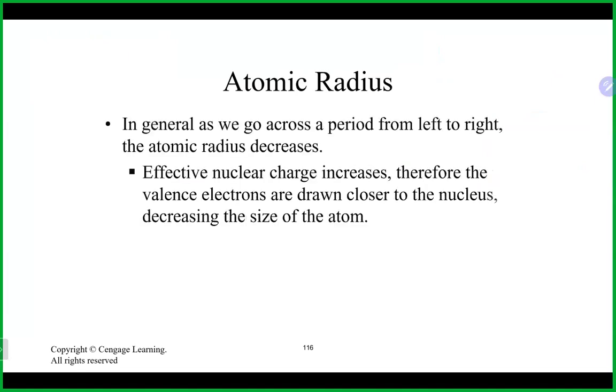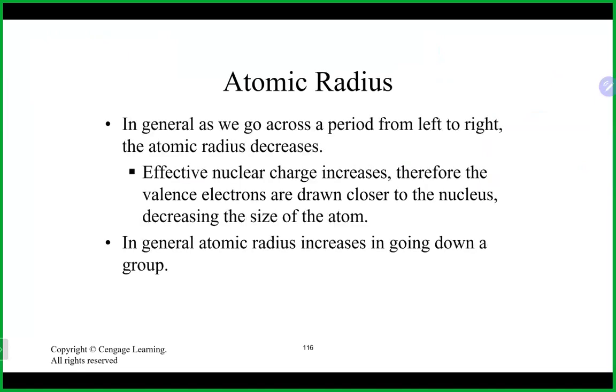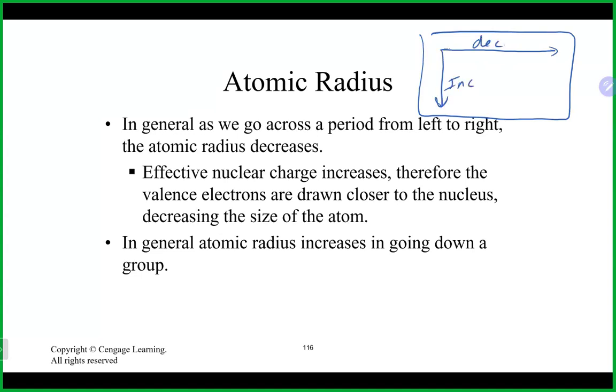Now, atomic radius is affected by effective nuclear charge, and it does get smaller as you go from left to right on the periodic table. So the size decreases as you go left to right and increases as you go down.